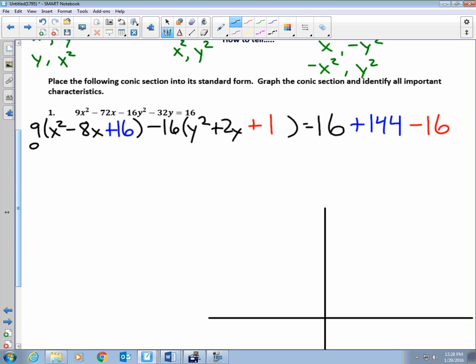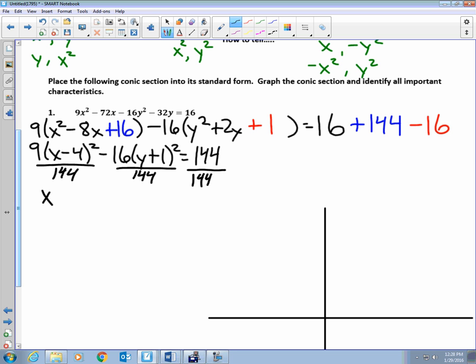So we now have this: 9 times (x minus 4) quantity squared, minus 16 times (y plus 1) quantity squared, is equal to 144. The 16s cancel, works out quite nicely. What do I have to do now to put it in the form that we want? Then I get (x minus 4) quantity squared divided by 16, minus (y plus 1) quantity squared divided by 9, is equal to 1.